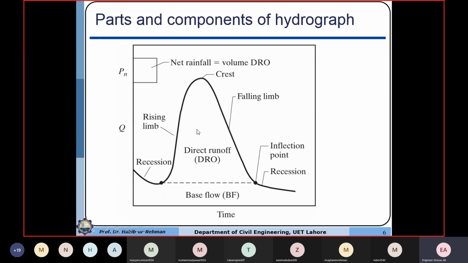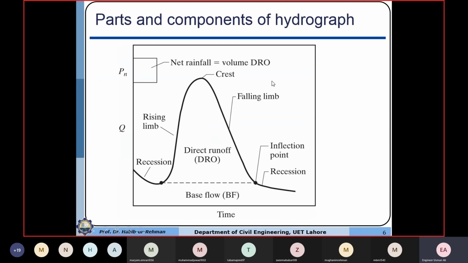The quicker the peak discharge, the greater the value of the peak discharge or crest, and the less the time to reach this crest. Then we have the falling limb or recession limb. Once the peak is achieved, the ordinates of the hydrograph, the discharge at different time steps, start reducing. This shows that the water has started receding from the watershed at the outlet. Maximum water has passed from the outlet, and now the remaining water is coming to the outlet from the catchment, and this shows the recession of the hydrograph.